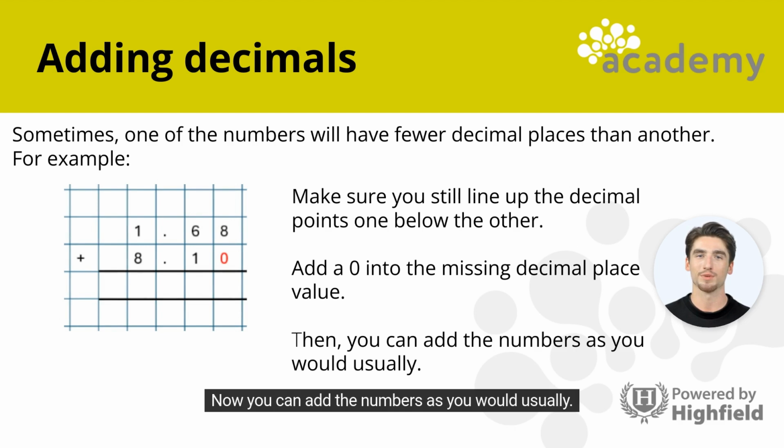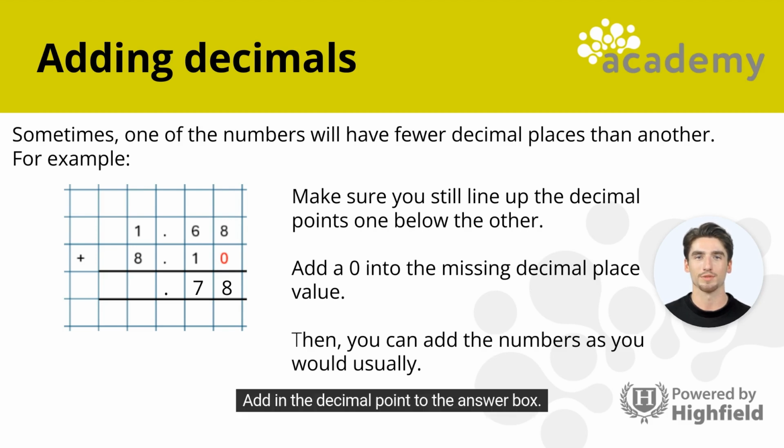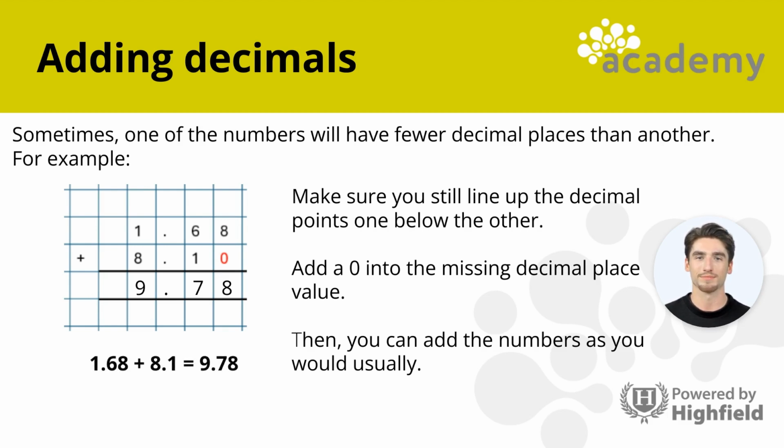Now you can add the numbers as you would usually. Start at the far right. 8 plus 0 equals 8. 6 and 1 equals 7. Add in the decimal point to the answer box. 1 plus 8 equals 9. The answer is 9.78.